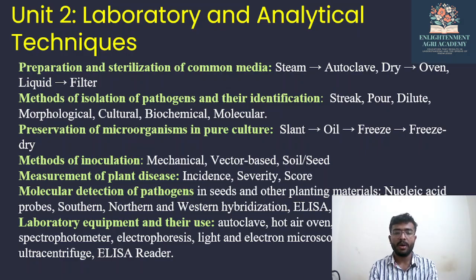So laboratory equipment and their uses. Which laboratory equipment is for which procedure? Now the autoclave. What is the role of the autoclave? Sterilization of liquid media. Then the hot air oven sterilizes the glassware. Then laminar airflow, spectrophotometer, electrophoresis, light and electron microscopy, incubator, ultracentrifuge, ELISA reader. So these are the equipment used in a laboratory.